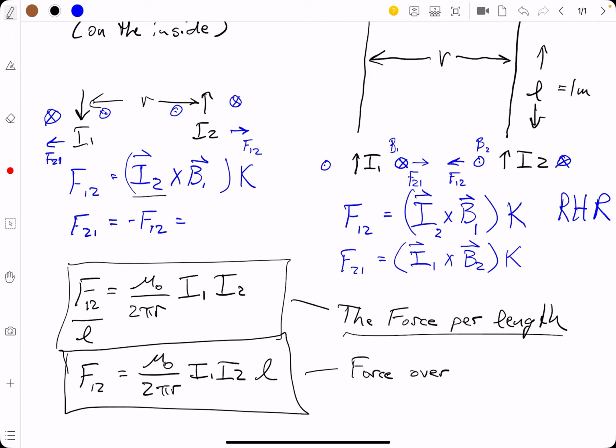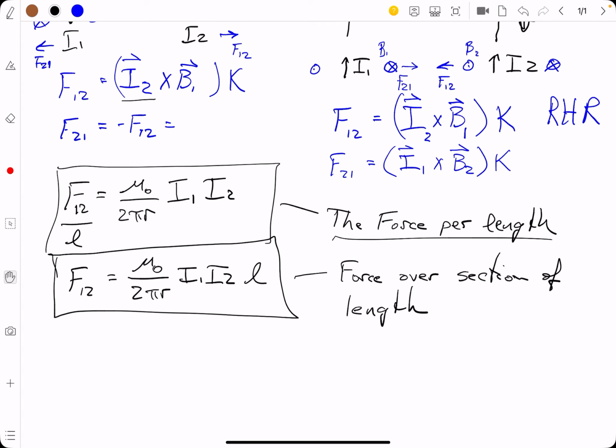Force over section of length. And of course, if you figure it out for one, you do the minus and you figure it out for the other. All right? So, good. Nice. Love it.